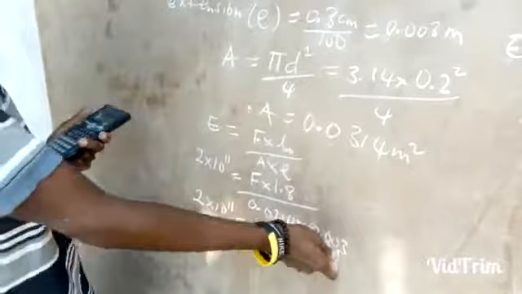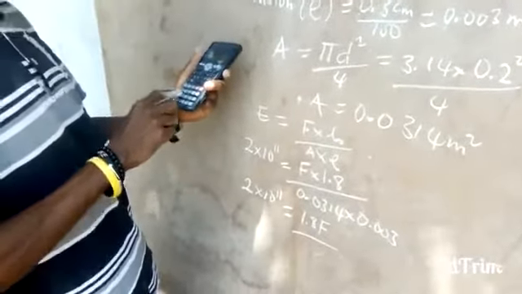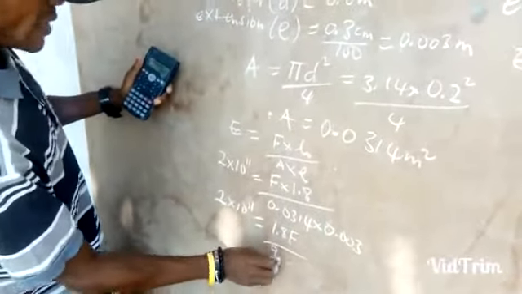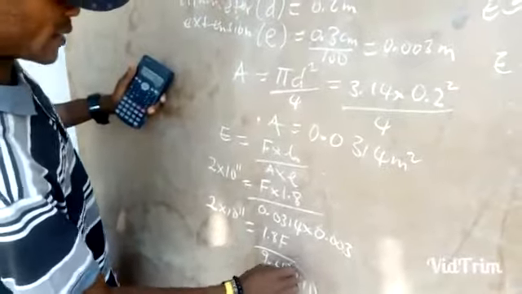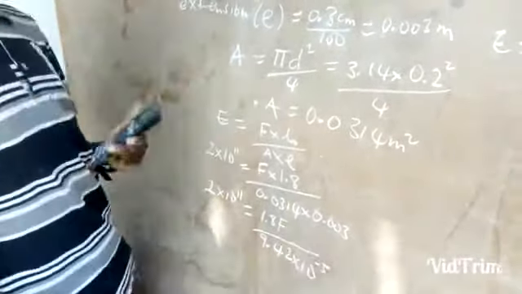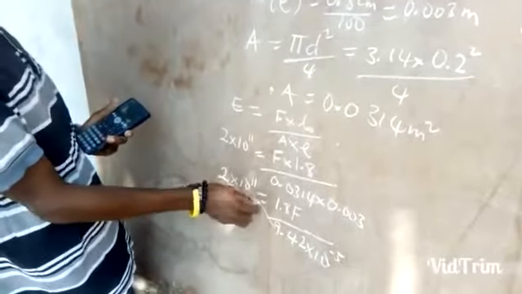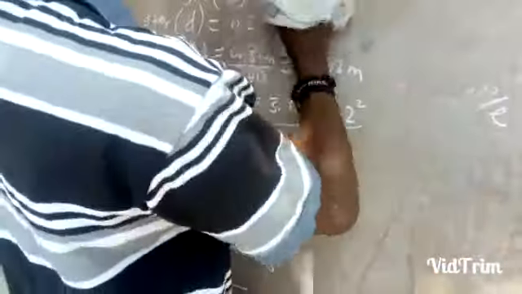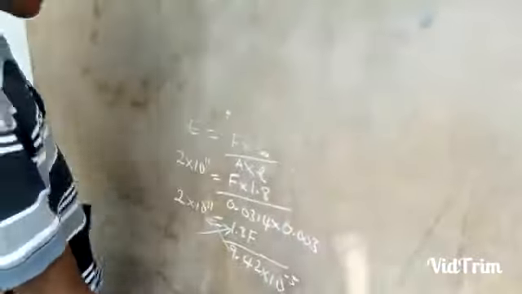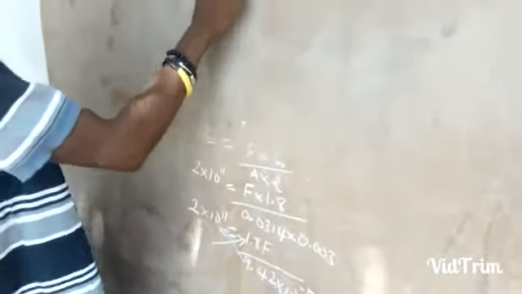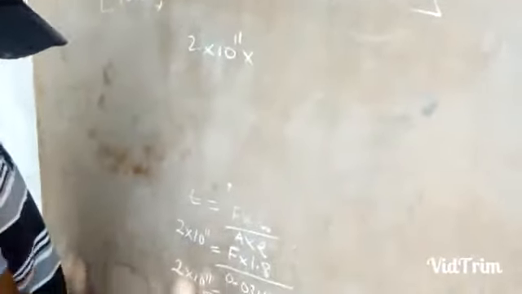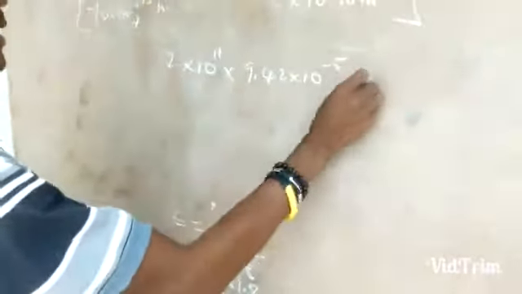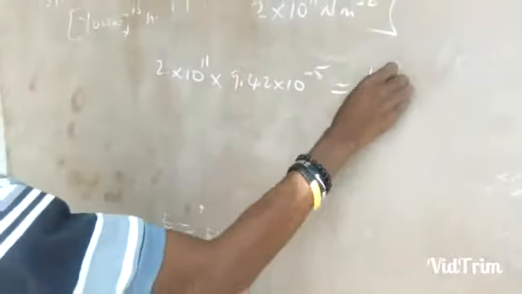Now when I multiply these two figures here, I will get 9.42 times 10 to the power minus 5. We now cross multiply them. Whatever we have here, we multiply by this, and this by that. So cross multiplying, we have 2 times 10 to the power 11 times this other figure, 9.42 times 10 to the power minus 5. That is going to give us 1.8 F.